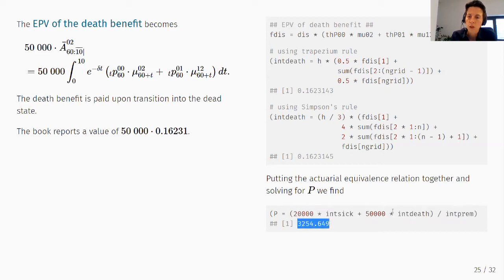Which allows you to retrieve the value for P that is also reported in the book. Okay. So in fact, taken from a computational point of view, there is nothing new here. We just rely on the numerical evaluation of certain integrals. Once again, we just need to put these integrals together in the correct way and then do the numerical evaluation.